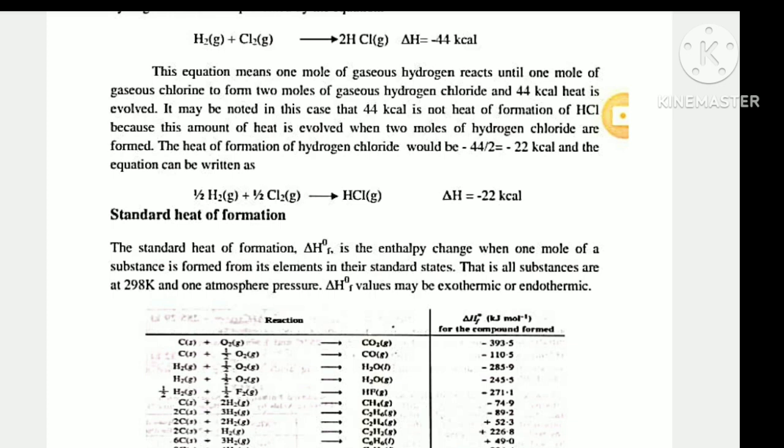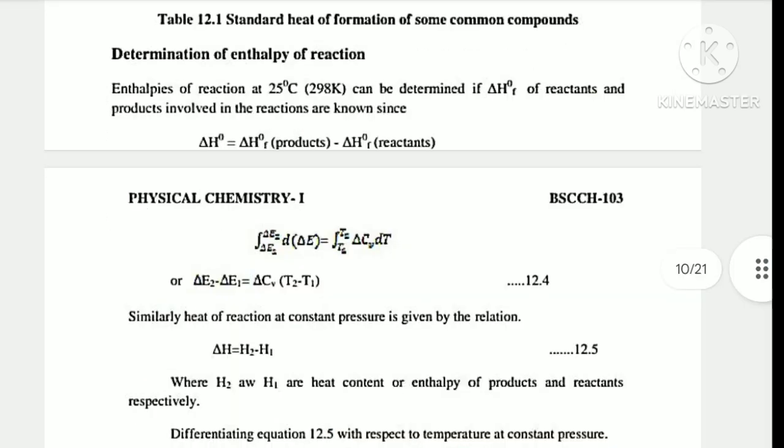Standard heat of formation. The standard heat of formation ΔH° is the enthalpy change when 1 mole of a substance is formed from its elements in their standard states. That is, all substances are at 298 Kelvin and 1 atmosphere pressure. ΔH° values may be exothermic or endothermic.